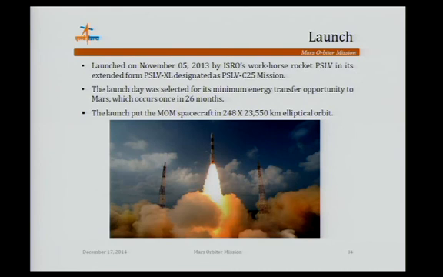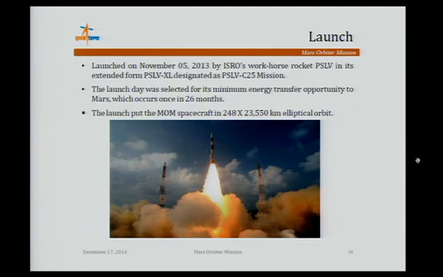Launch took place on November 5, 2013. That is basically by PSLV XL, the PSLV C25 mission. The launch day was selected for its minimum energy transfer opportunity for Mars. It occurs once in 26 months, because the target schedules, all those things are fixed.